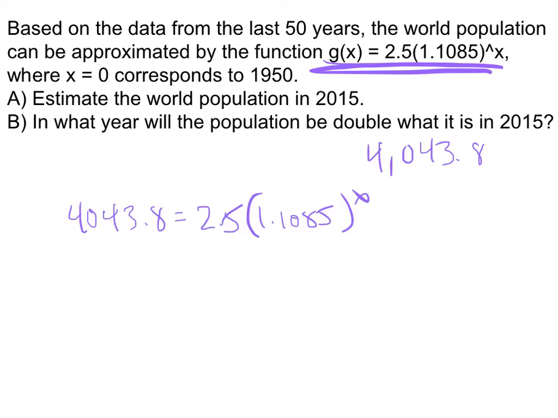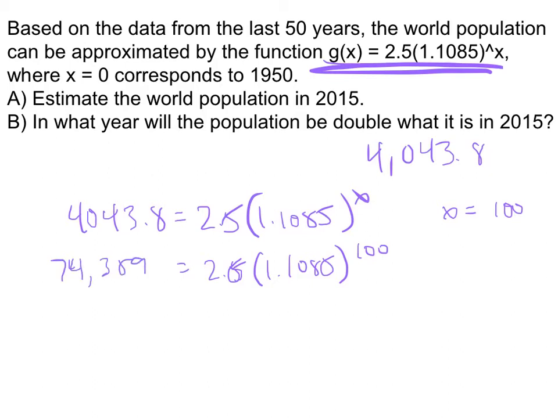And we're going to have to guess. So let's see. I know it's going to be past 2015. So let's try x equals 100. So if I put 2.5 times 1.1085 raised to the 100, let's see what that gives me. Okay, and that gives me 74,389. Now that is way too big, right? That's way bigger than the number that I want to get. So I'm going to try a little bit smaller.